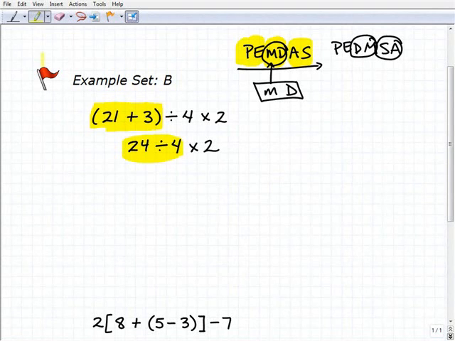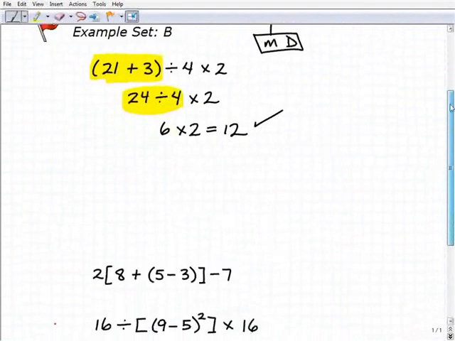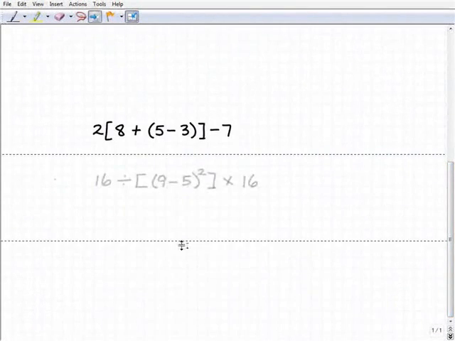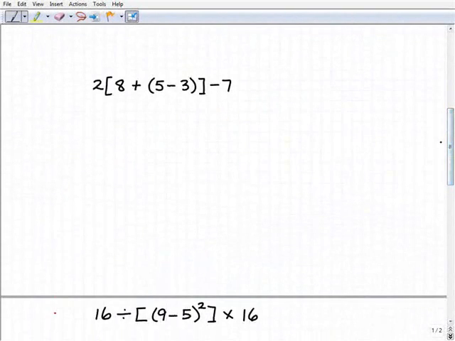So I'm going to do this. 24 divided by 4 is of course 6. And I have 6 times 2, and that is 12. All right. I like to keep hammering that point home because that's one of these areas where students get a little confused, and it's understandable. You can get a little confused with that saying. That's why you're working with me.